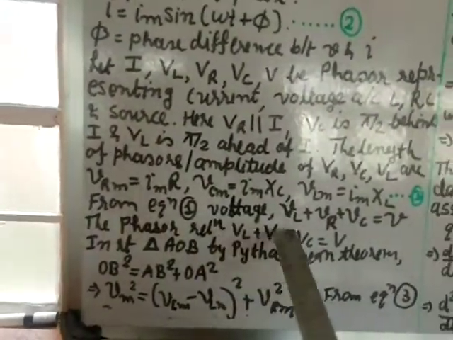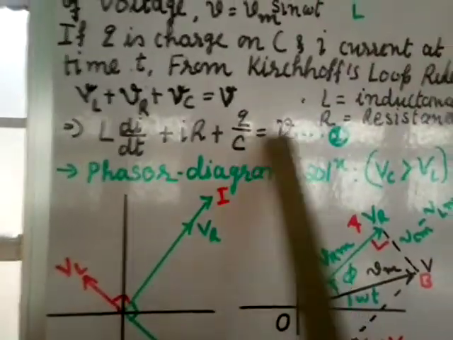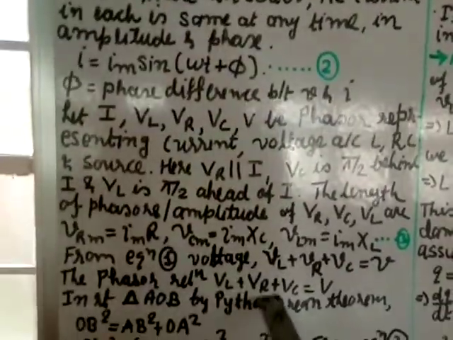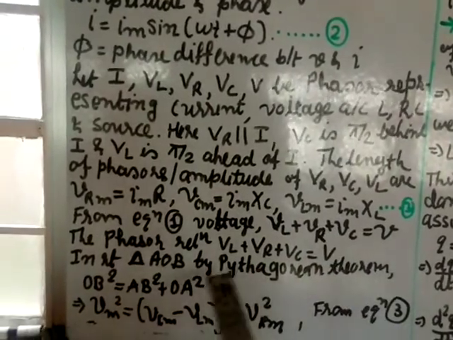So I have written here directly coordinate number 3. From equation 1, voltage VL, that is this one. VL plus VR plus VC is equal to V.